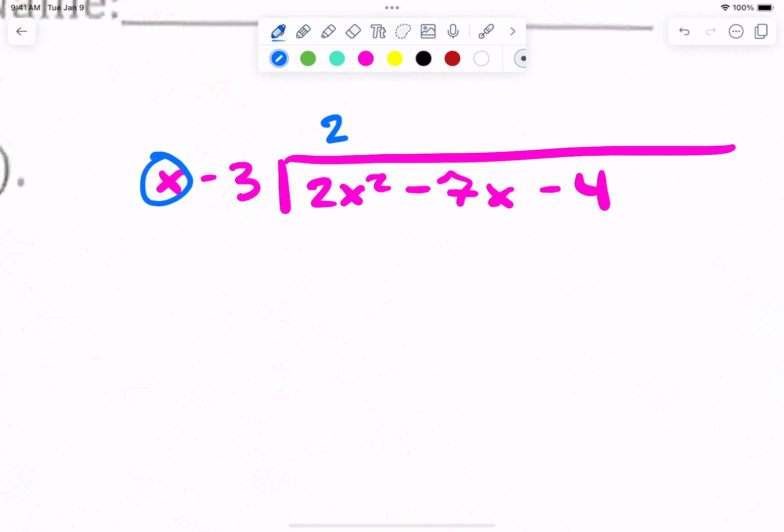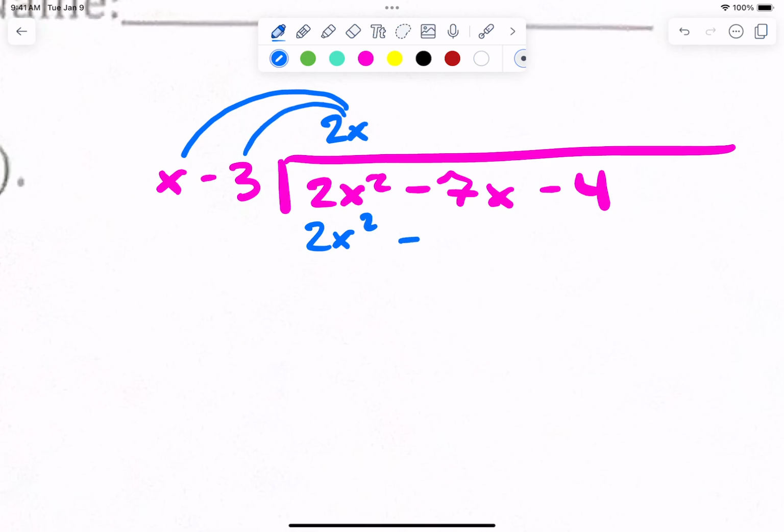So I said, what do you take times x to get 2x squared? And they said 2x, so I put 2x at the top. Then what do you do? Multiply -3 times 2x. Well, you start with 2x times x. 2x times x is 2x squared, and then 2x times -3 is -6x.